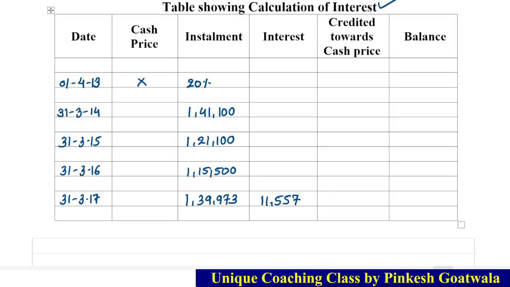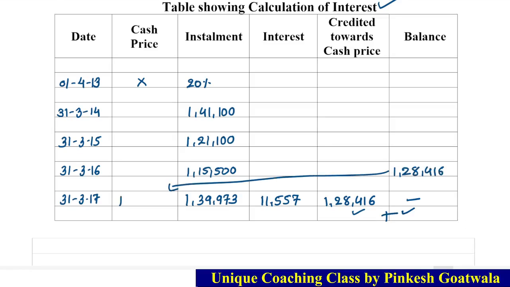In the installment, we will subtract the interest, so you will get the payment amount. Here it will come 1,28,416, and we know that here it is always a dash. We will total both, so here you will get 1,28,416. And this is transferred here, 1,28,416. So this calculation we know very well.